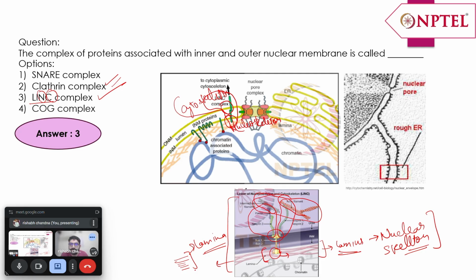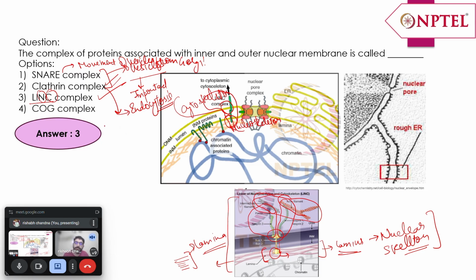Okay, so the SNARE and the clathrin complex are actually related to the vesicles that are imported during endocytosis. The SNARE complex helps in movement of the vesicles from Golgi, and the clathrin complex actually helps in endocytosis.